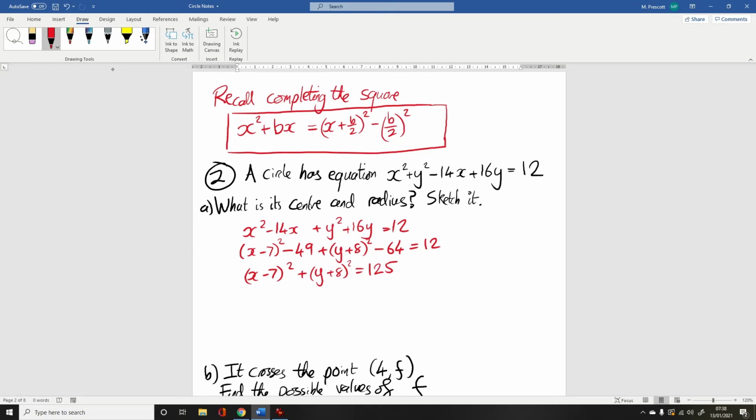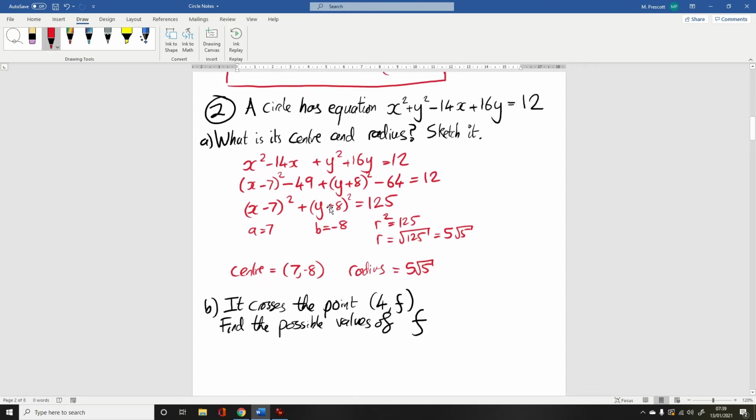We want to find the centre and the radius. So we can definitely tell that a is 7, because this is x minus 7. b is minus 8. Remember, we want to change the sign. And then r squared is 125. But we don't want radius squared, we want the radius, so we need to square root that. So r is the square root of 125, which is 5 root 5. So finishing off, we would say centre is (7, minus 8), and the radius is 5 root 5.